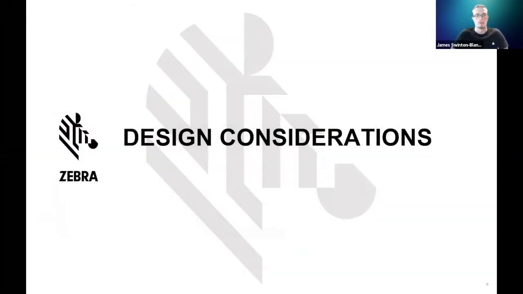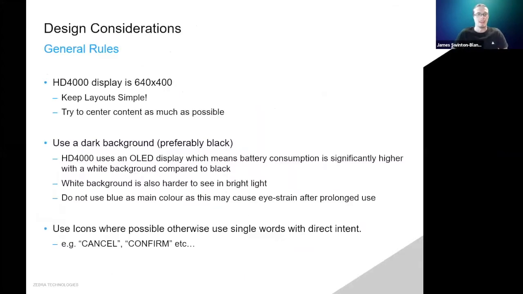So now I wanted to talk about some design considerations, so some things to bear in mind when you're developing screens for the HD4000. So some general rules then. The HD4000 display, as I mentioned, has a resolution of 640 by 400, so that's not a lot of room to work with. So the key is to keep layouts simple. You also want to try and center content as much as possible. So you want to be clear, concise, to the point, and try and keep your information in the middle of the screen. We recommend using a dark black background, preferably black.